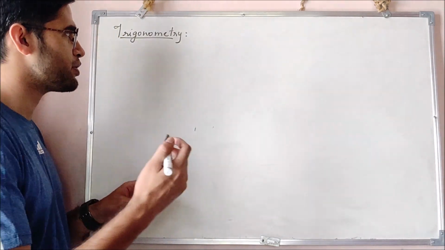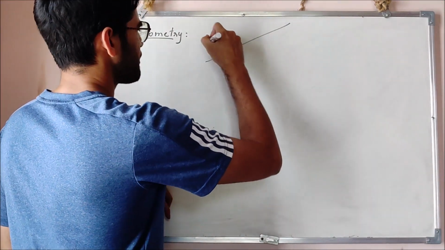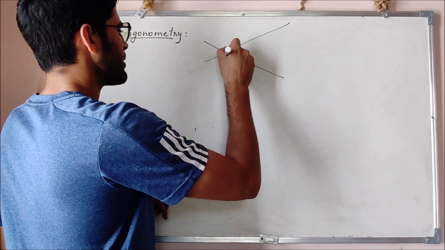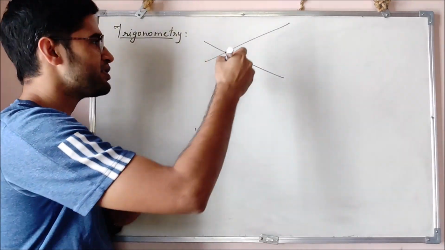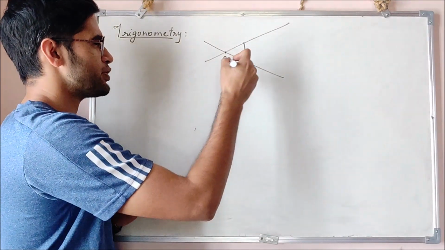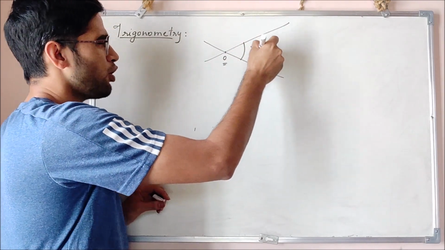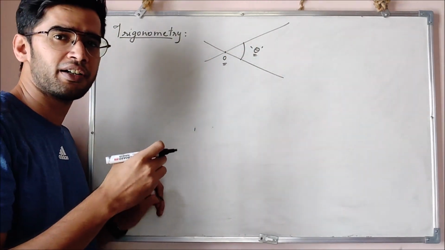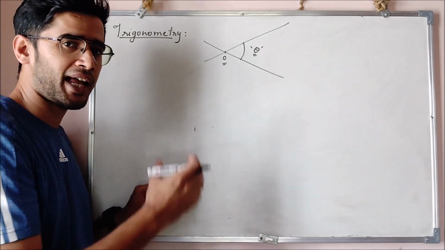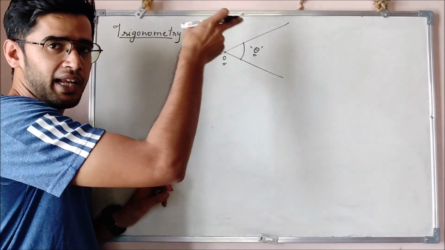An angle is something which you get when you have two lines intersecting. When you have two lines intersecting at a point, you say that this is the angle in between these two lines. This is basically what you define as an angle, or this is your graphical representation of what an angle is. That is something in between these two lines, right?